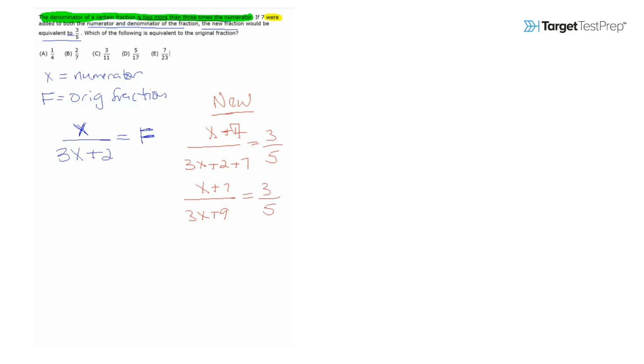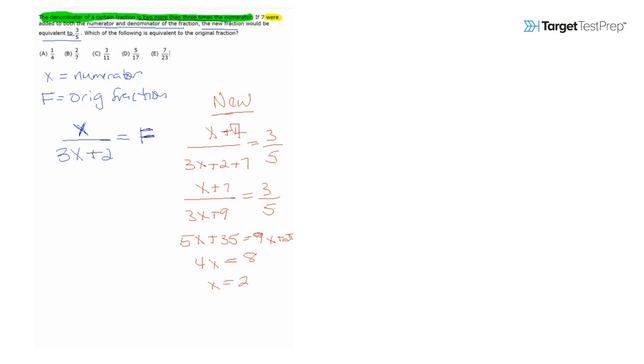Let's cross multiply, so this will be 5x plus 35 is equal to 9x plus 27. Shuffle these around, combine like terms. What's that? 4x is equal to 35 minus 27, which is 8. So x is equal to 2.